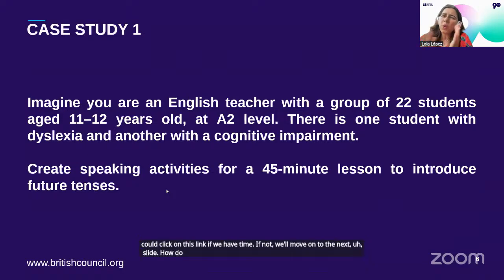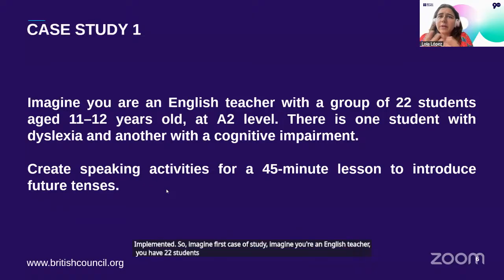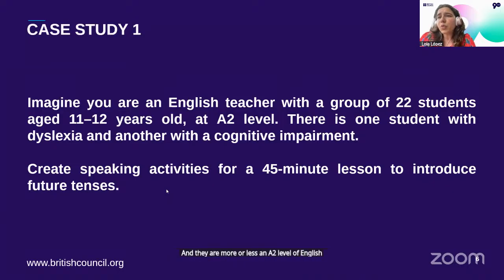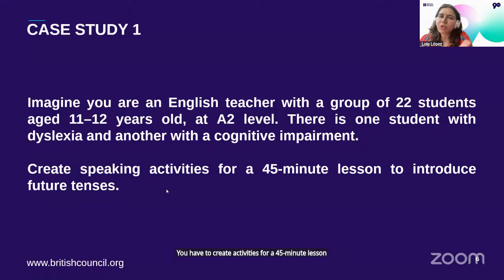How do we use it? What do we use it for? We're going to have a look at 3 case studies in which this tool has been implemented. First case study: imagine you're an English teacher, you have 22 students aged between 11 and 12 years old, and they are more or less at an A2 level of English. There's one student with dyslexia and another one with cognitive impairment. You have to create activities for a 45-minute lesson to work on future tenses. So let's have a look at what this amazing app suggests to the teacher.